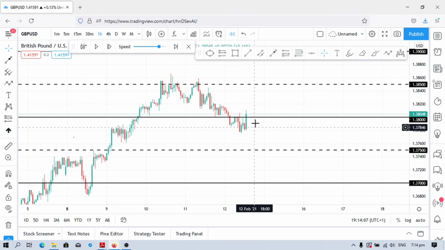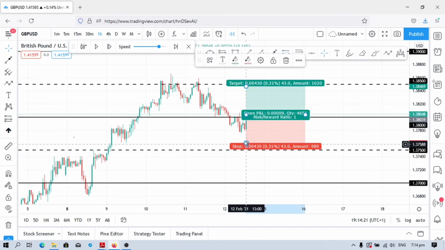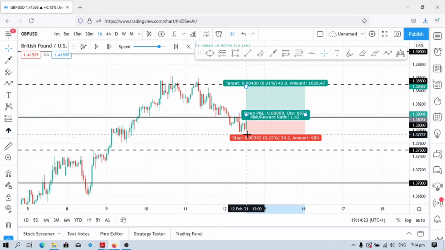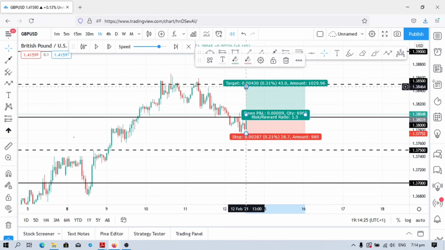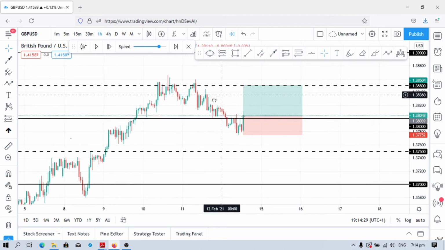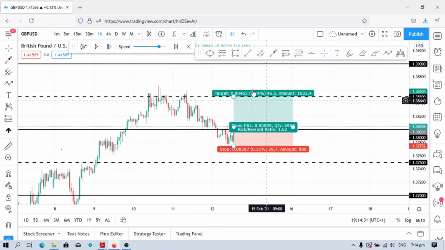Nice. So as you can see, price tested this area multiple times before breaking and closing above this area. So I will take my buy trade around this area here. So like I always say, you need to watch how price reacts to this psychological level. I'll put my stop loss just below the structure here, and my take profit just at the next psychological level here.